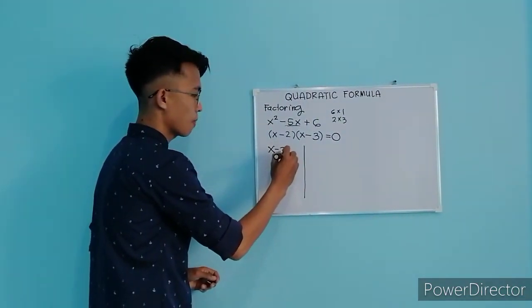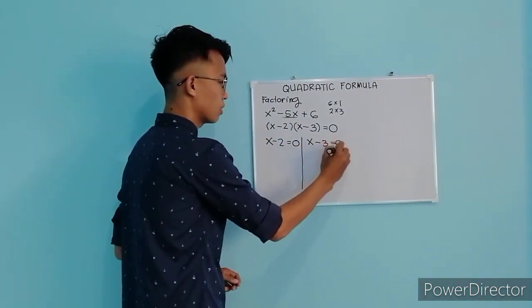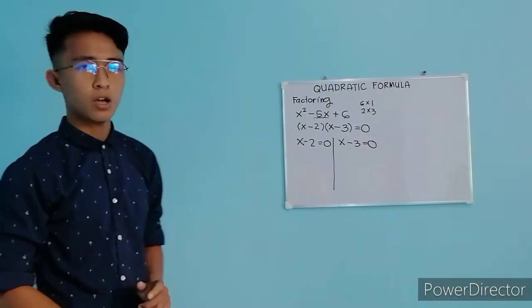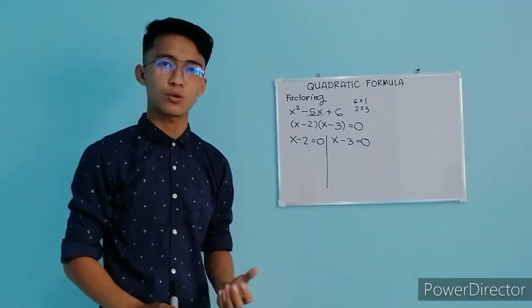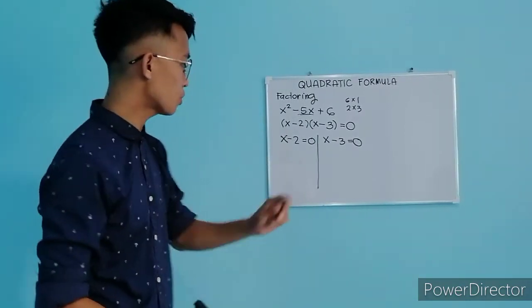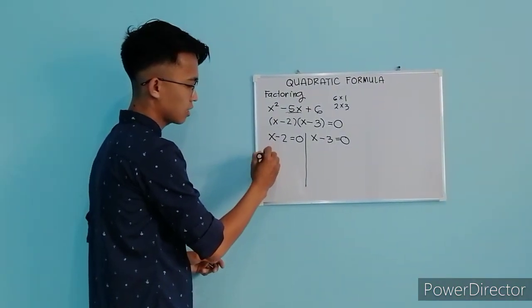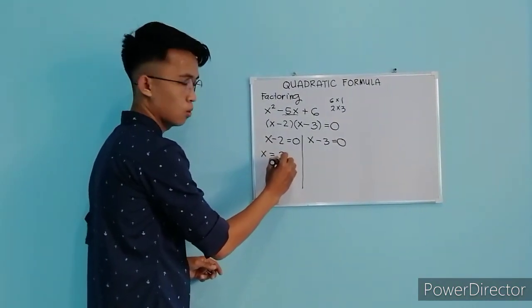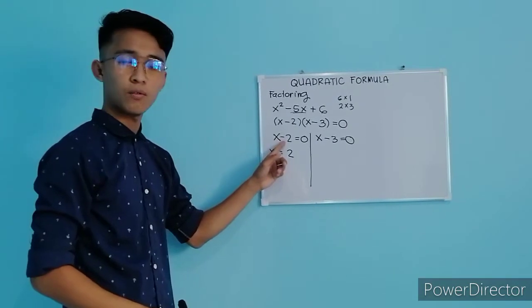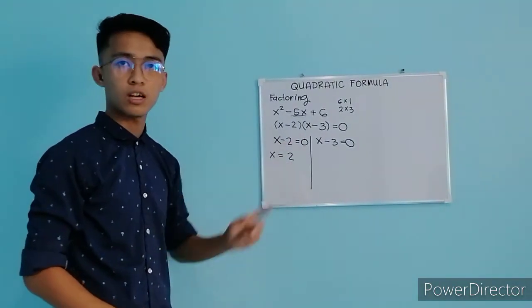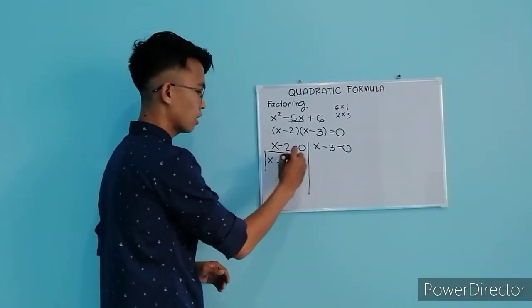x minus 2 equals 0. Then the next one is x minus 3 equals 0. Next, what's the next process? We have what we call the addition property of equality, or in Filipino terms, in the Philippines, we call it transpose. We transpose the constant term to the other side of the equal sign. So we have x equals 2. It becomes positive. Why? Because when we transpose it from the left side of the equal sign to the other side, it will change to the opposite sign. So our first root is 2.